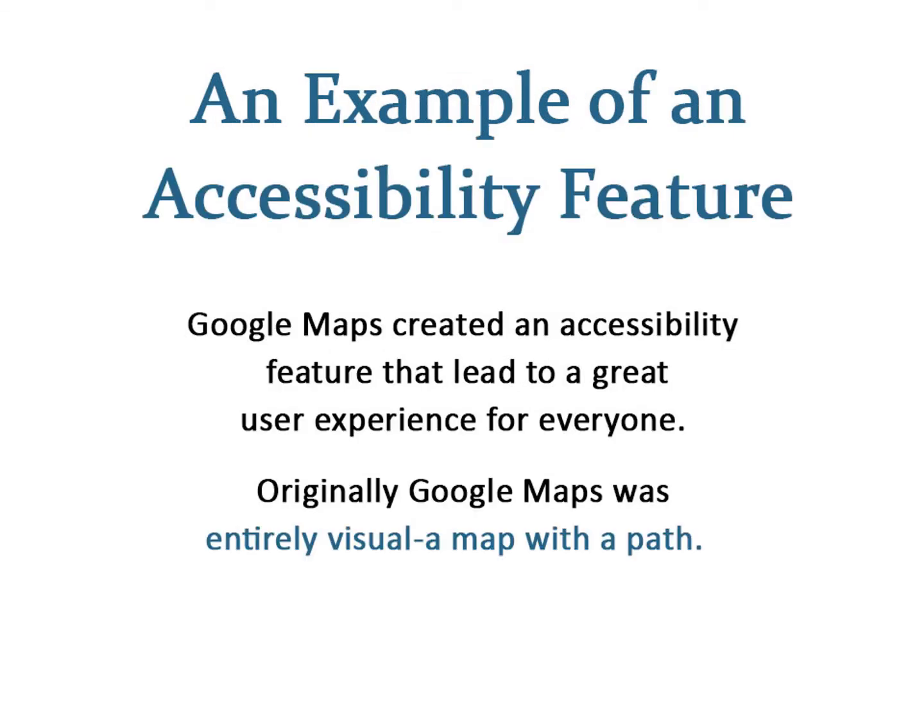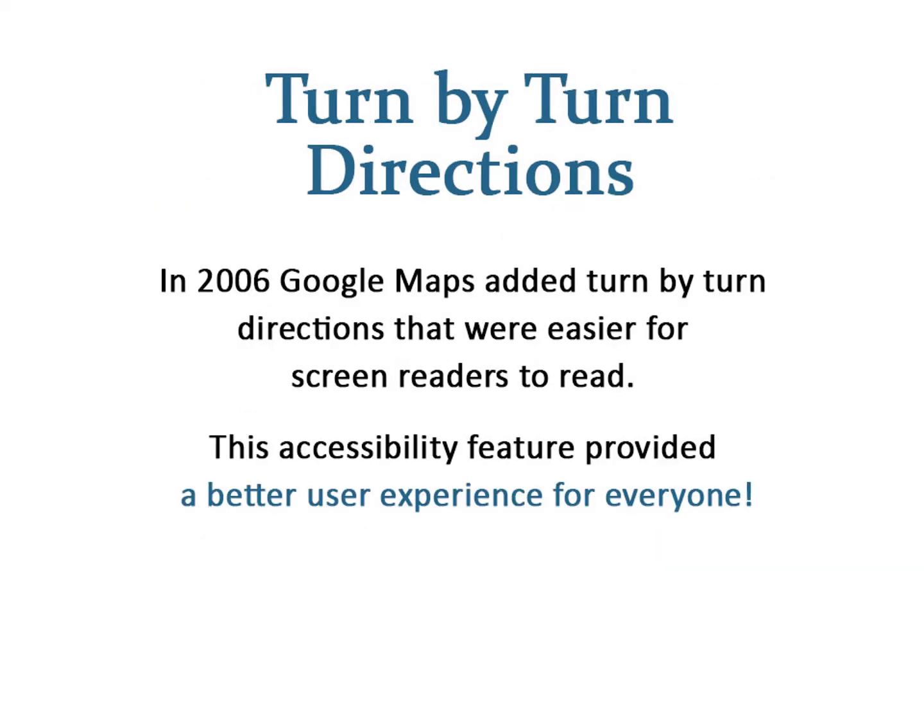Here's an example of an accessibility feature. Google Maps created an accessibility feature that led to a great user experience for everyone. Originally, Google Maps was entirely visual, a map with a path. Turn-by-turn directions. In 2006, Google Maps added turn-by-turn directions that were easier for screen readers to read. This accessibility feature provided a better user experience for everyone.